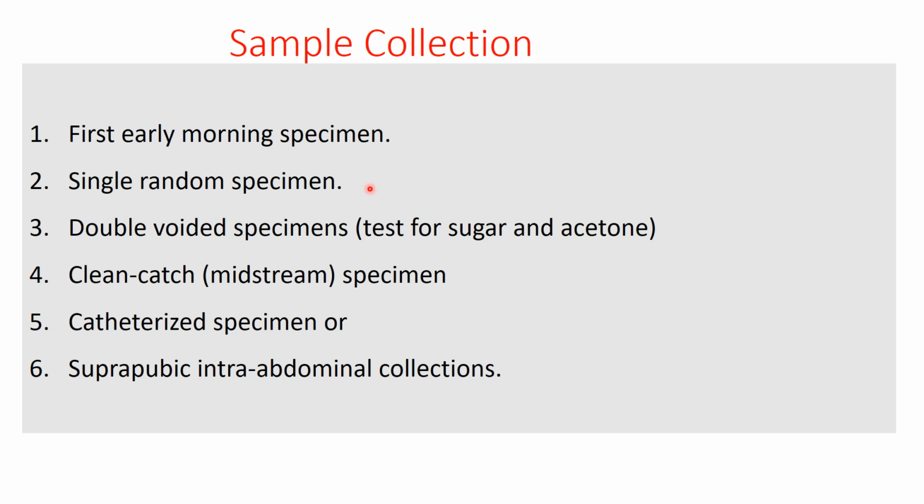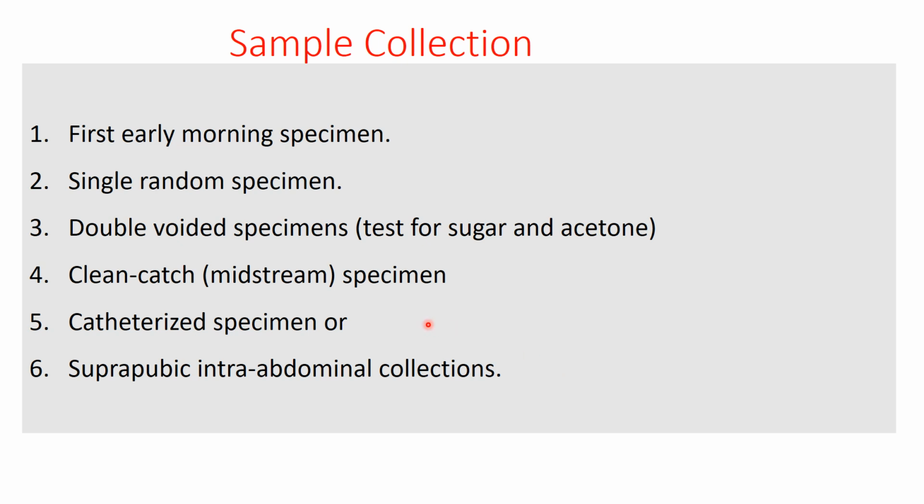So, the sample collection of urine includes the first early morning specimen, a single random specimen at any time of the day, a double voided specimen to test sugar and acetone, which means that the first few ml and the last few ml of the urine has to be voided. Then the clean catch midstream specimen, a catheterized, and a suprapubic intra-abdominal collection.